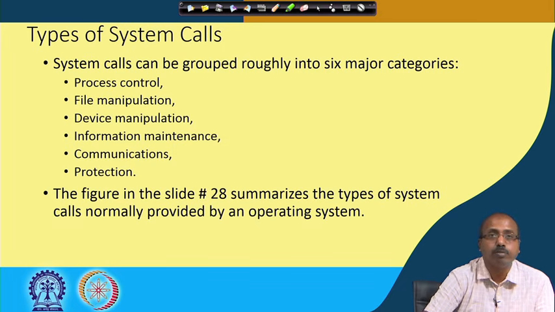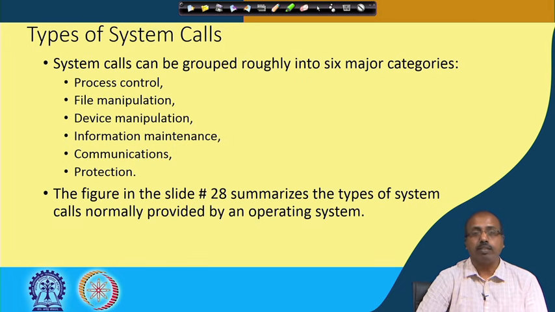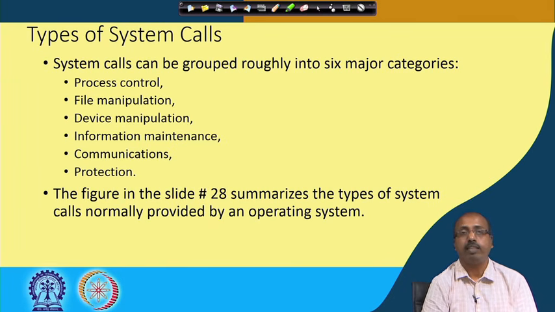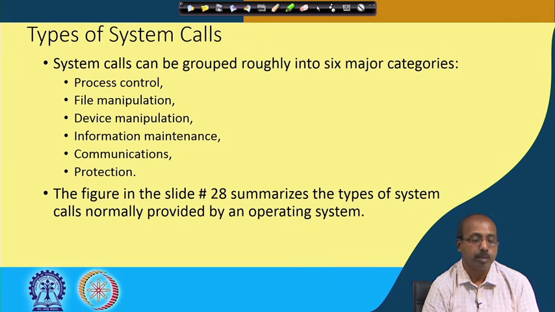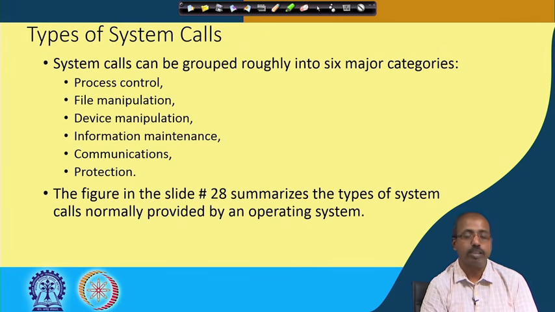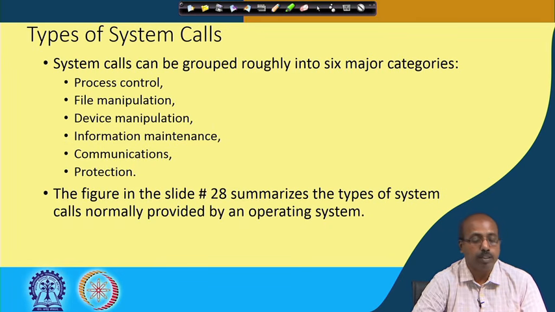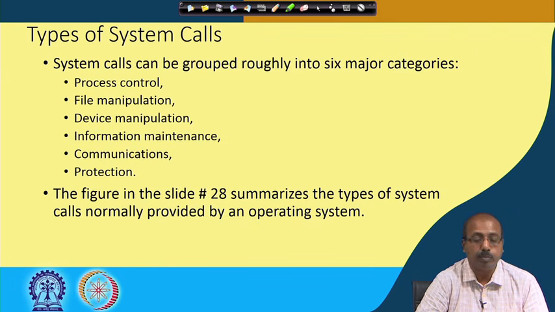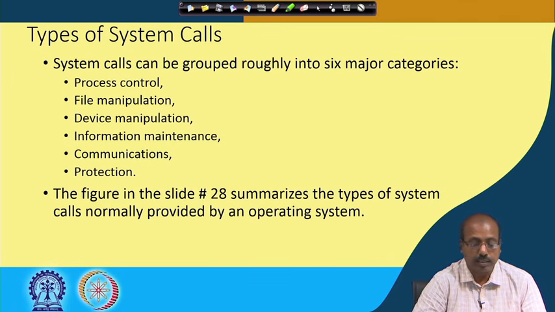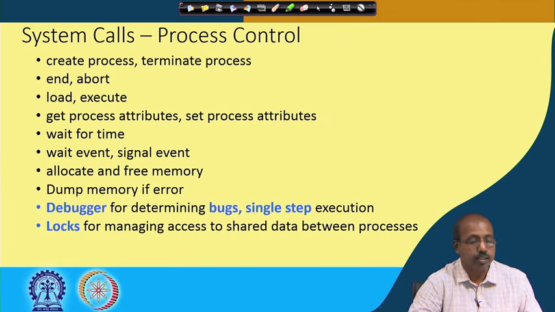There are different types of system calls. As I was discussing, there are different types of services, each of these services that the operating system provides. So, there is a set of system calls that are possible. They can be grouped roughly into 6 major categories. Some of the system calls are process control related, some of them are file related, file manipulation, some of them are for device manipulation, some of them are for information maintenance, some are for communication, some are for protection. We will see sometime later how these system calls work.